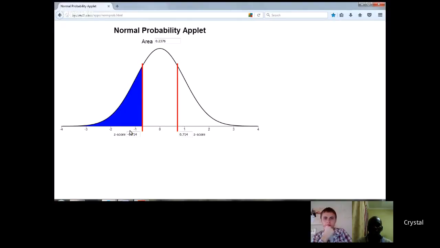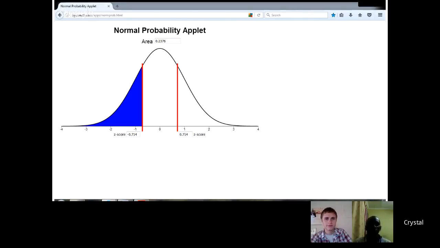And then because we want what's less than that, because that's what the question is asking for, we click the blue side to the left of the z-score we want, and that gives us the probability right here up at the top, 0.2376, but we're rounding it to 3 decimal places, so it'd be 0.238. So our answer is 0.238. Yes.